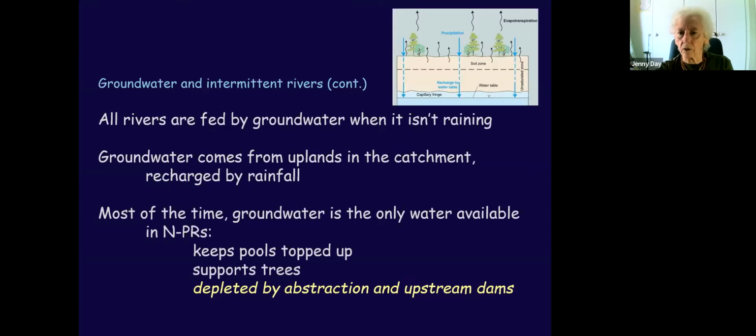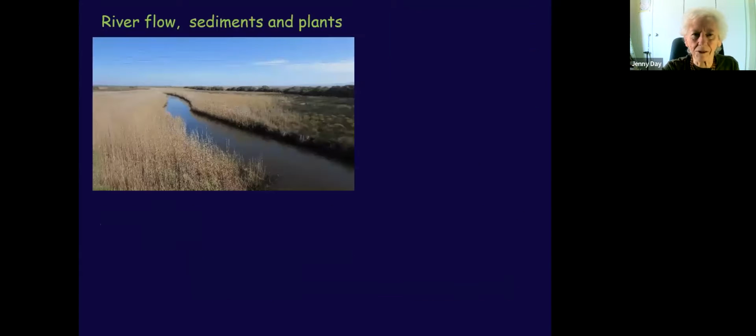And most of the time, groundwater is the only water that's available in these non-perennial systems. So it keeps pools topped up, it supports the trees, and it is depleted by abstraction and upstream dams. Then what about river flow and sediments and plants and the relationships between them?